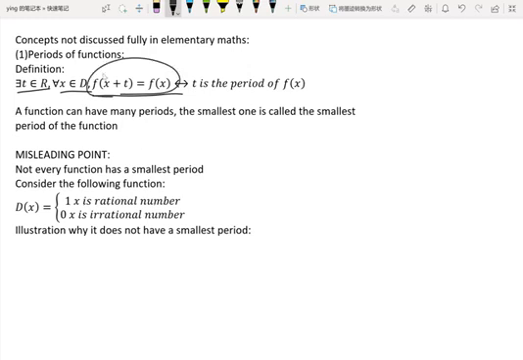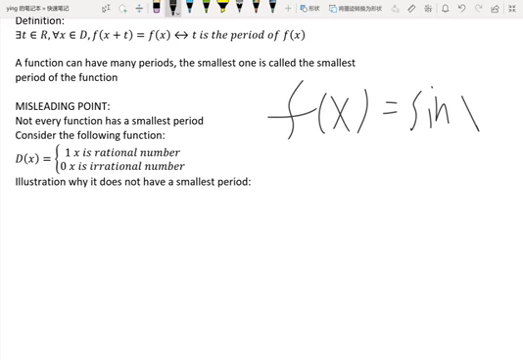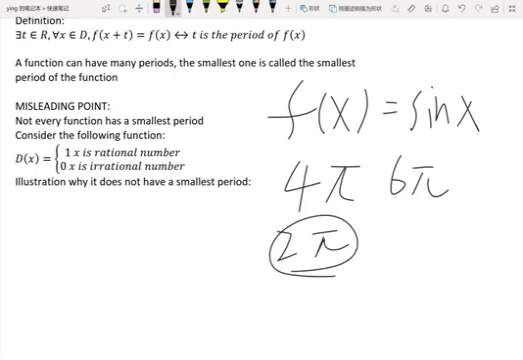So I think you can do this. A function can have many periods, and the smallest one is called the smallest period of the function. So for example, for this function, the period can be 4 pi, it can be 6 pi, it can be 2 pi, but 2 pi is the smallest, so the smallest period is 2 pi.